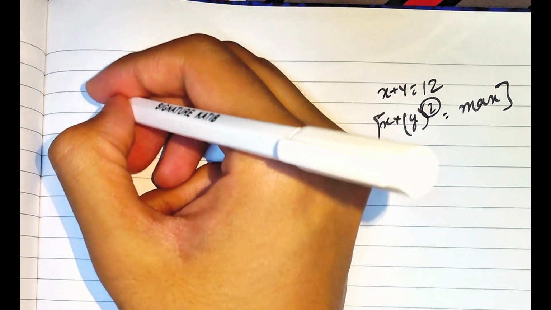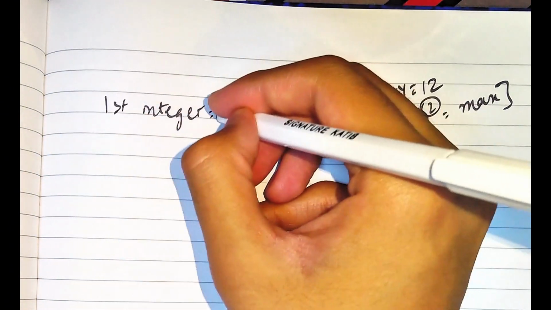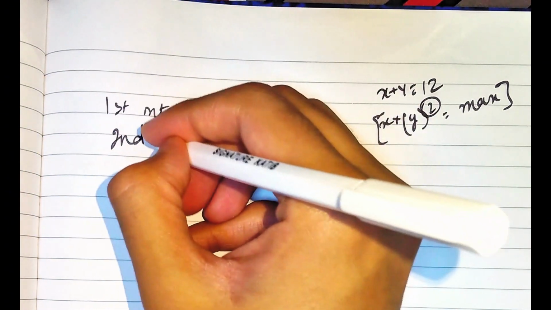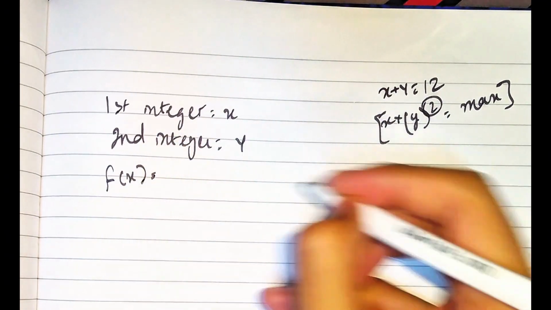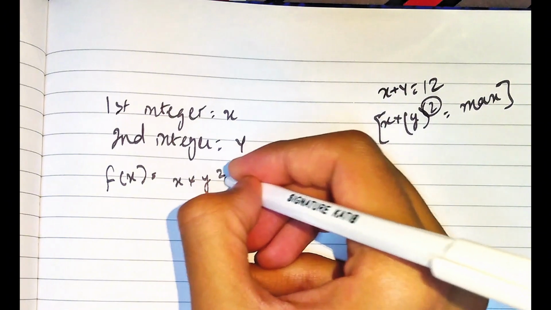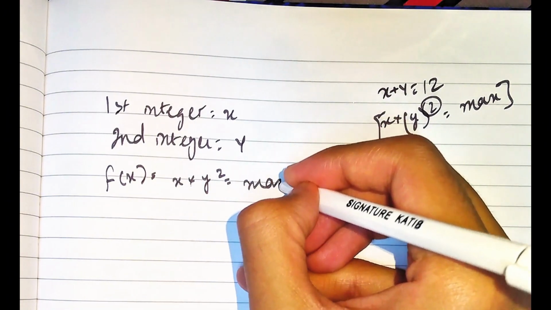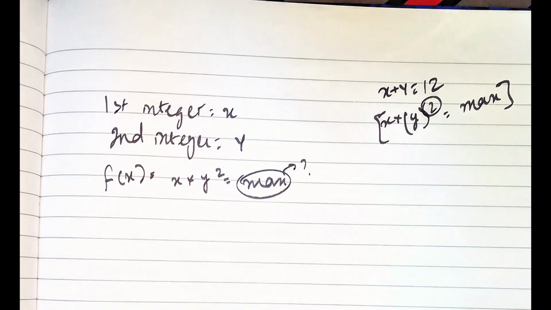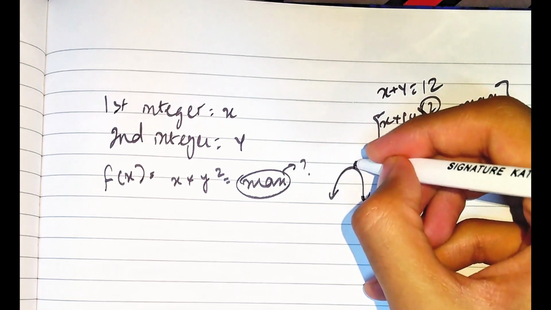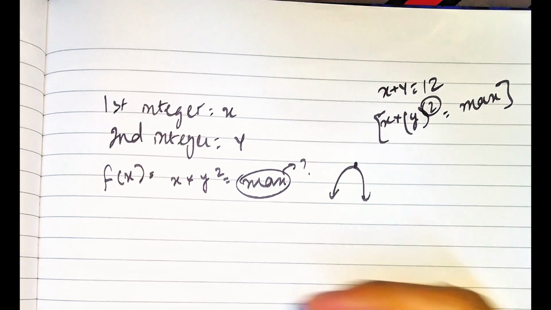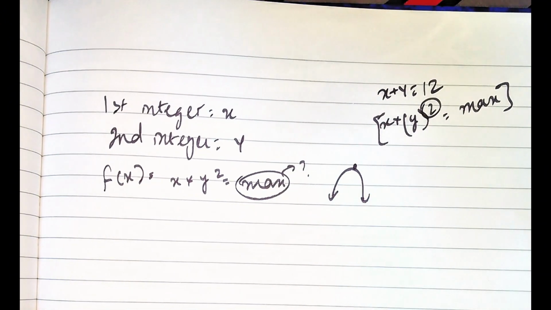Okay, so now let's write all of these things. The first integer, let's suppose, is x, and the second integer will be y. Now let's write the function: x multiplied by y square is equal to maximum. So we have to find the maximum value. If it is maximum, I'm supposing that the graph should be concave down, and then we will get the maximum value.